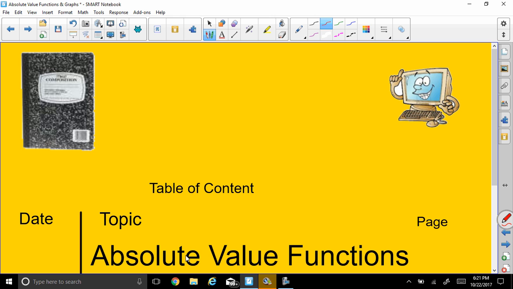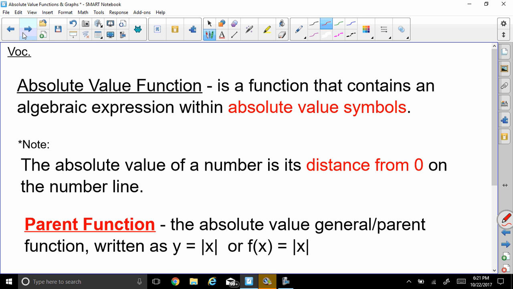This time we are talking about absolute value functions. An absolute value function is a function that contains an algebraic expression within absolute value symbols. Note the absolute value of a number is its distance from zero on the number line.